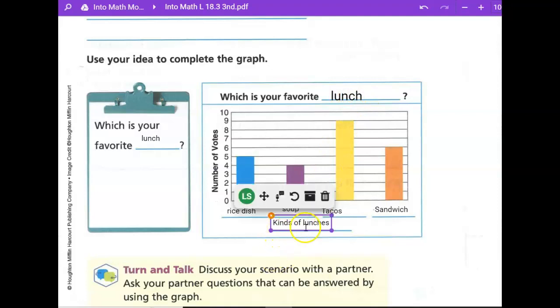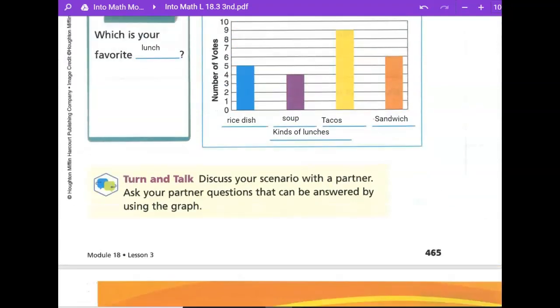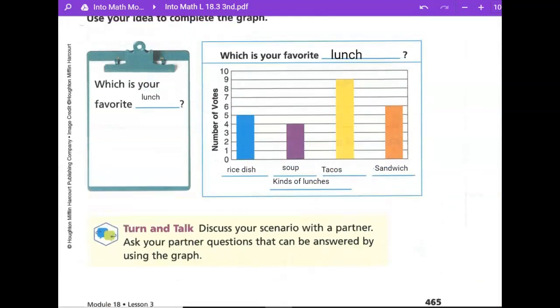Down here at the bottom, we're going to put kinds of lunches, and we're going to say a rice dish, soup, tacos, and a sandwich. Okay, so how many people liked a rice dish? At home, if you thought 5, you would be correct.